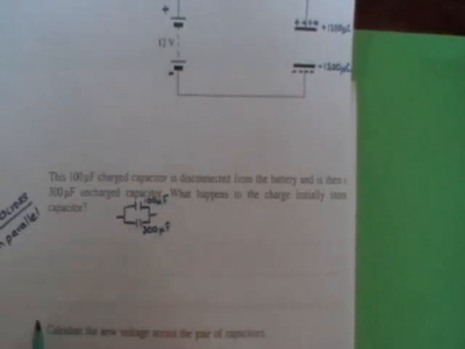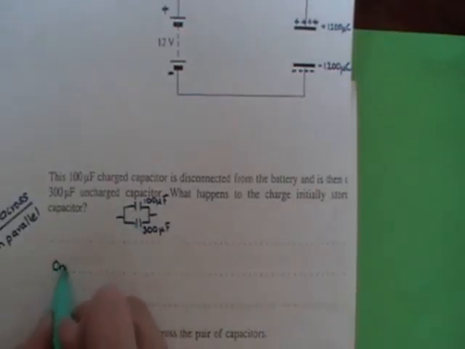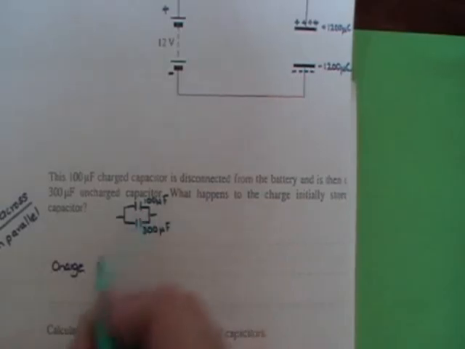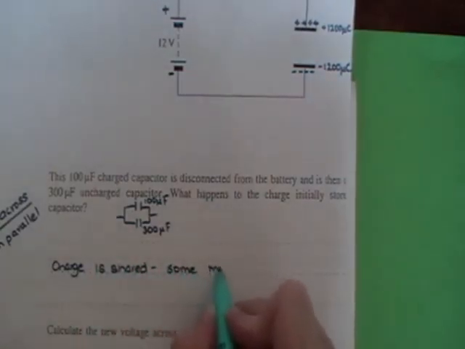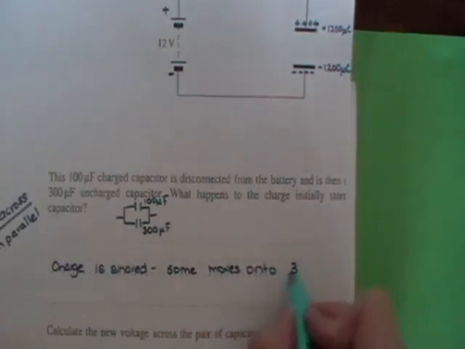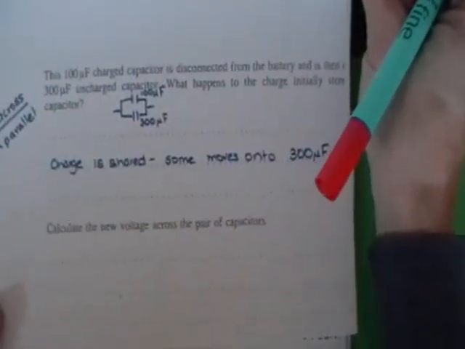So what happens to the charge initially stored on the 100 microfarad capacitor? Well, that charge is shared. So you have a total amount of charge here as a result of being charged to 12 volts, and that charge is shared. And so some of it moves on to the 300 microfarad capacitor.